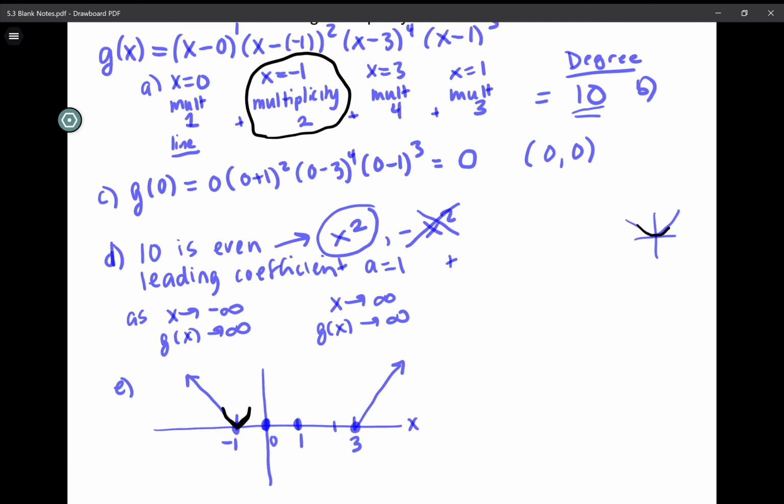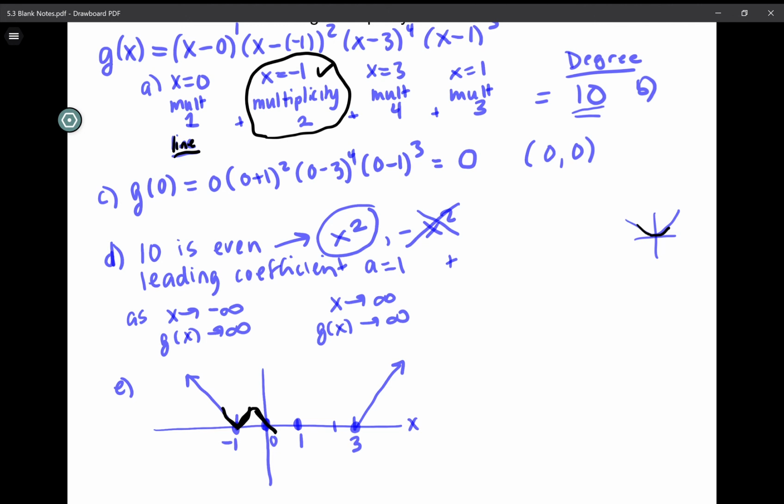All right, so let's go to our next one, x equals 0, so that one's checked off, has multiplicity 1. So we know it starts up here, and multiplicity 1 behaves like a line, okay? It behaves like a line. So I'm going to go through the 0 one like a line. So I'm just going to connect the dots here.